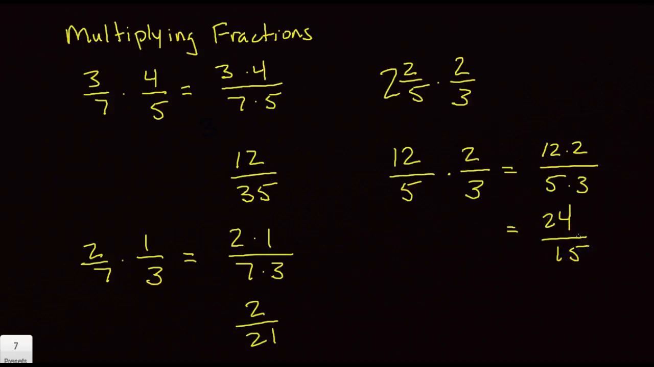24/15. Now you could leave 24/15 as an improper fraction, or we could write it as a mixed number. 24/15, we would say 15 goes into 24 once, with 9 left over. So 1 and 9/15.